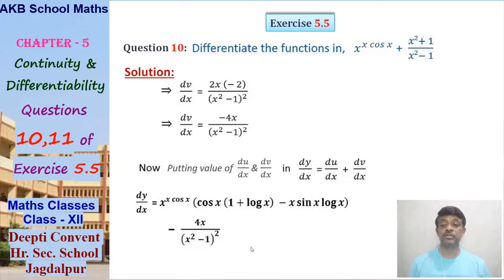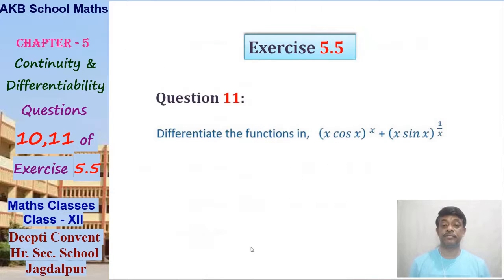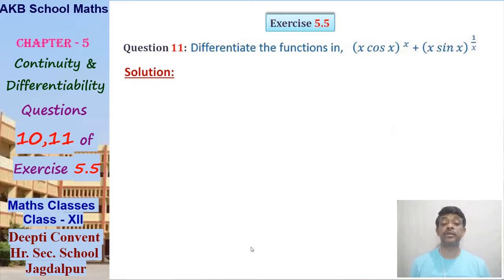Now take question 11. Question 11 of exercise 5.5. Differentiate the function (x cos x) to the power x plus (x sin x) to the power 1 by x. Okay. Here also a power function is added. That's why we are using logarithmic differentiation. So let us solve this.